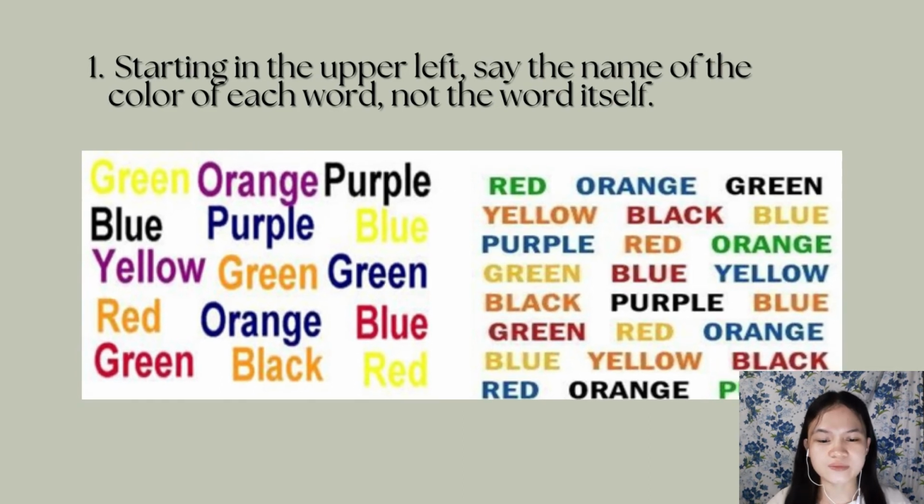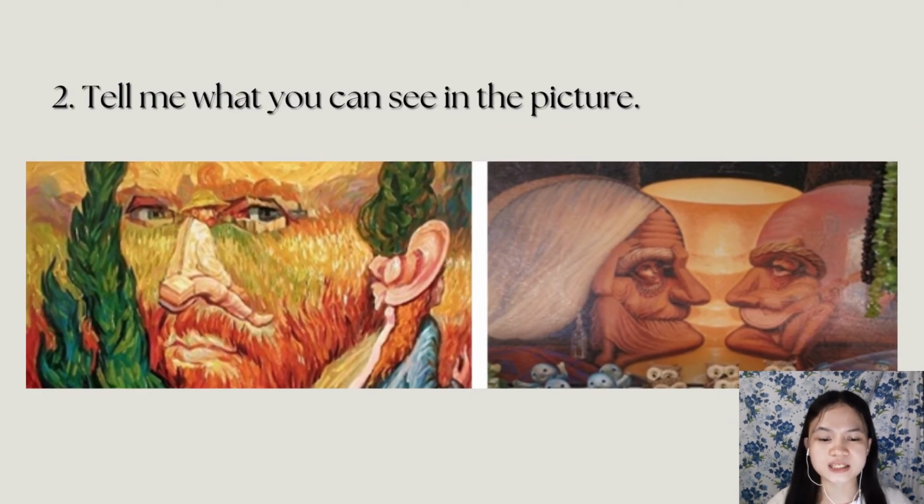The second game is: tell me what you can see in the picture. In the first picture, I saw first a face of a man, but as I stared at it a little longer, I see a man who is sitting, two houses, a rice field, and a girl who is wearing a hat. Now you can share what you observe in the second picture.